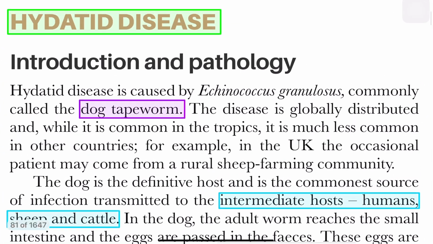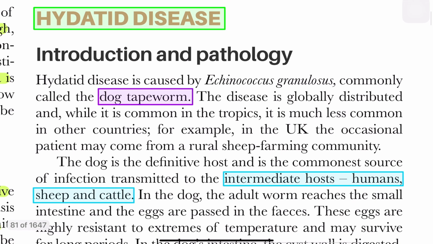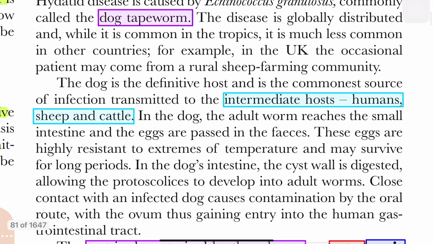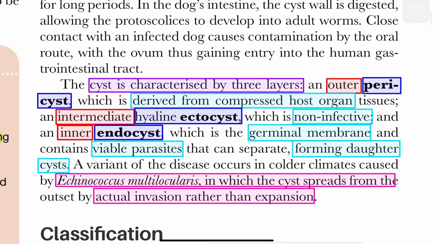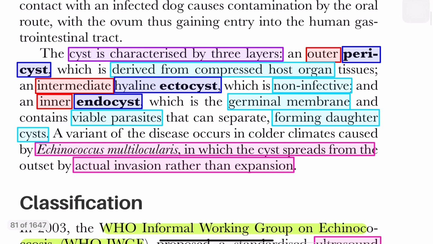So we will not repeat the same points. This is also known as dog tapeworm. The intermediate hosts are humans, sheep, and cattle also. Here the cyst is given nicely.